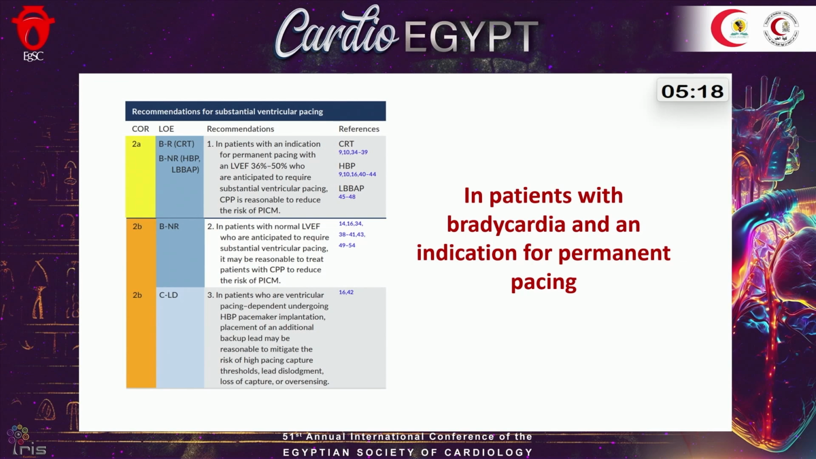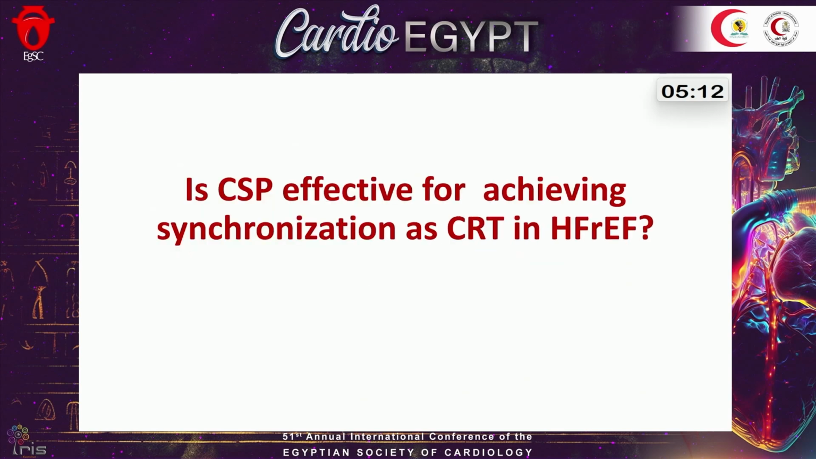But if this patient has a normal ejection fraction, it's still either biventricular pacing or left bundle area pacing. But what about the patient who has heart failure with reduced EF with wide QRS and electrical dyssynchrony and there is no bradycardia indication? Is CSP effective for achieving synchronization as CRT?